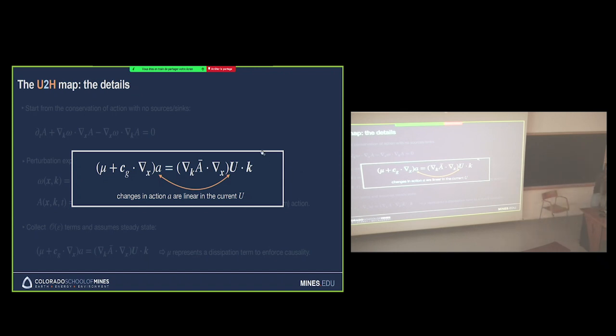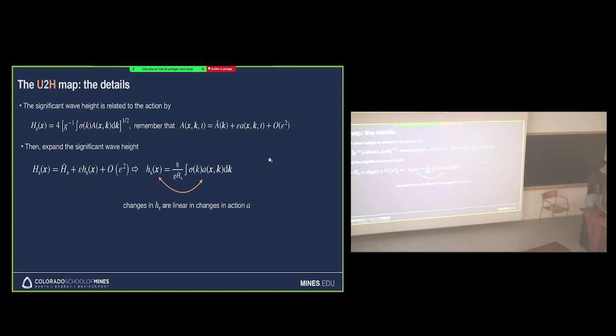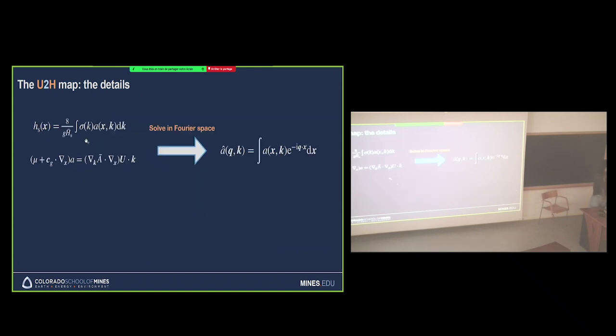But we're interested in significant wave height, so we take HS and we can compute that from the action spectrum. But remember that we just expanded the action into this bar term and the perturbation. And so if you go ahead and do that, you then find that the significant wave height perturbation, the little hs, is linear in the action perturbation. So we have this. But I just showed you a second ago that the action is linear in currents. Therefore, the changes in HS will also be linear in the current.